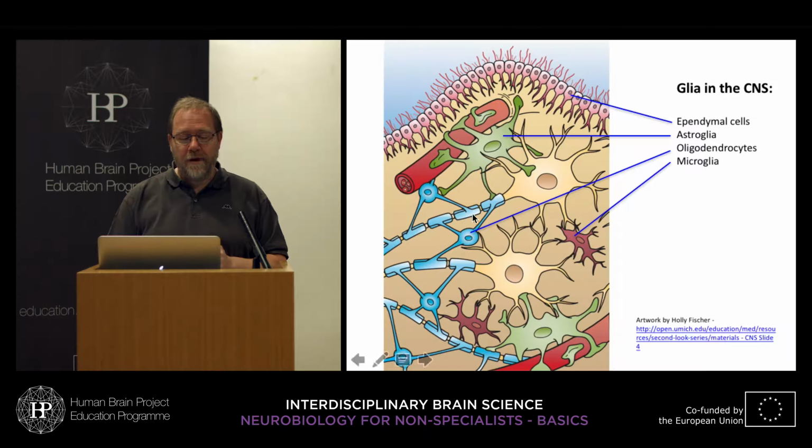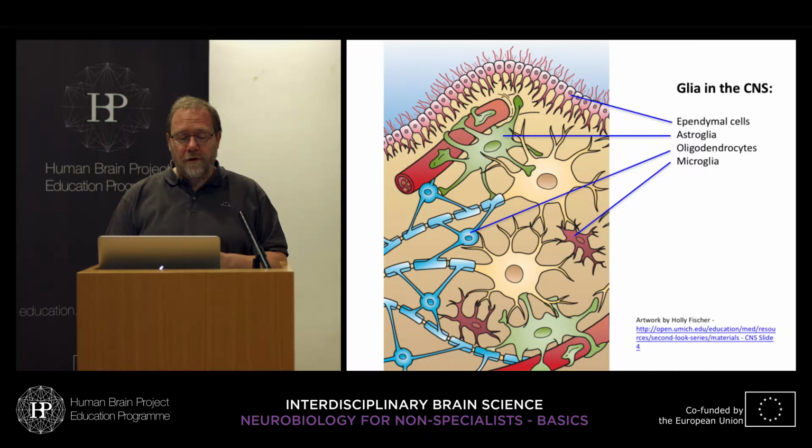Then we have oligodendrocytes in the brain. This is equivalent to what's called Schwann cells in the peripheral neurons, and those are the cells which provide the myelination, so they form these sheets around the axons which provide faster signal transduction.